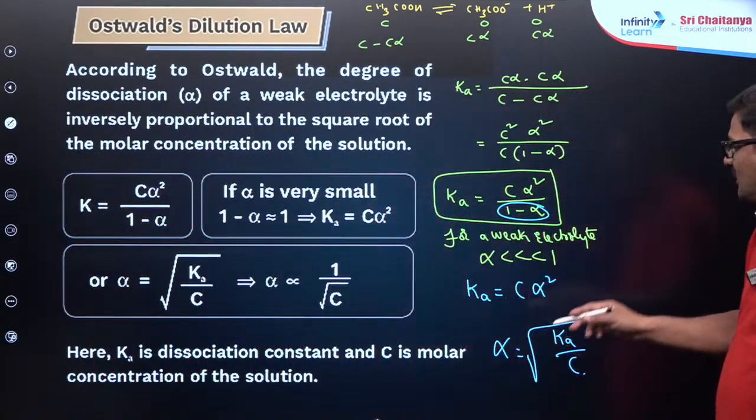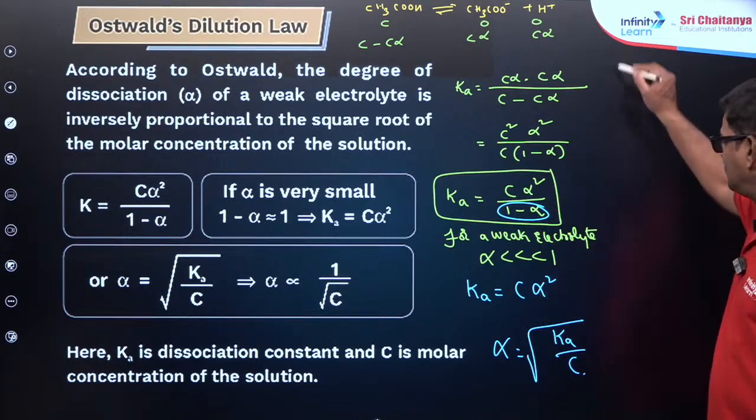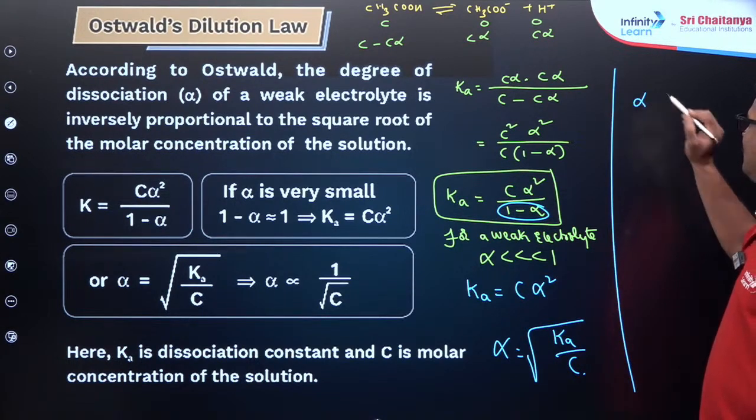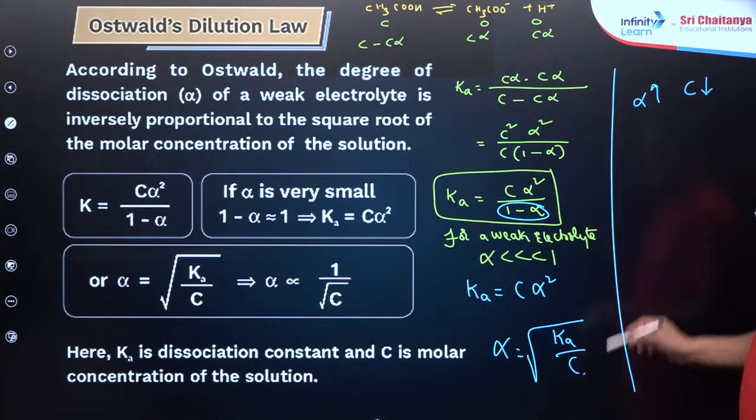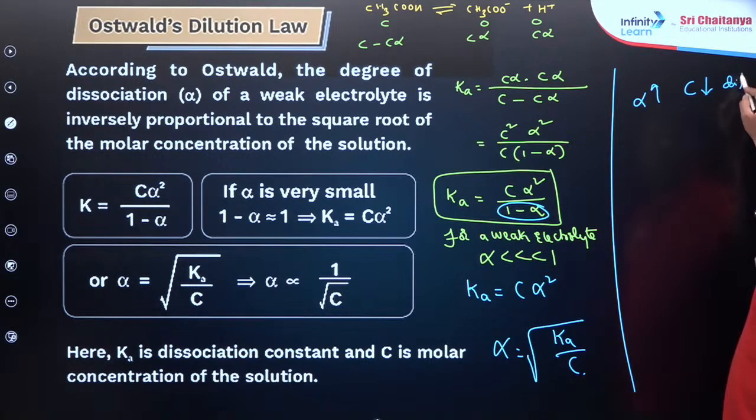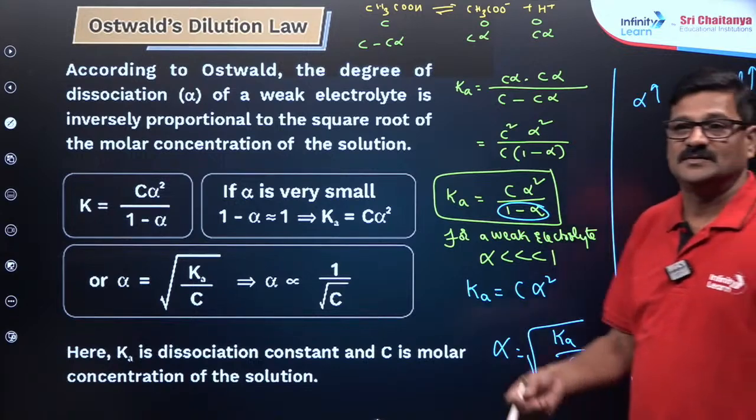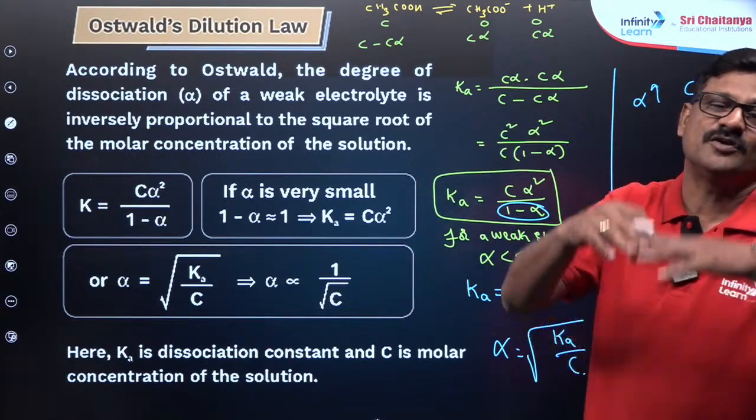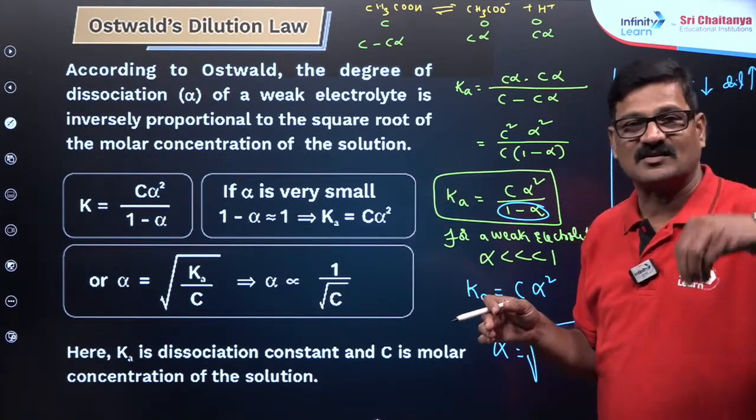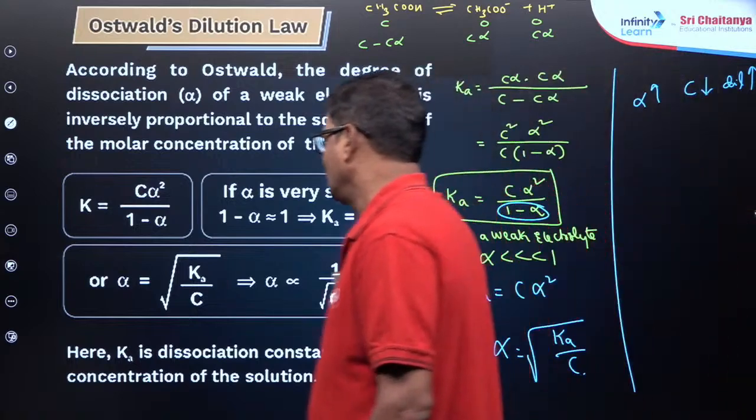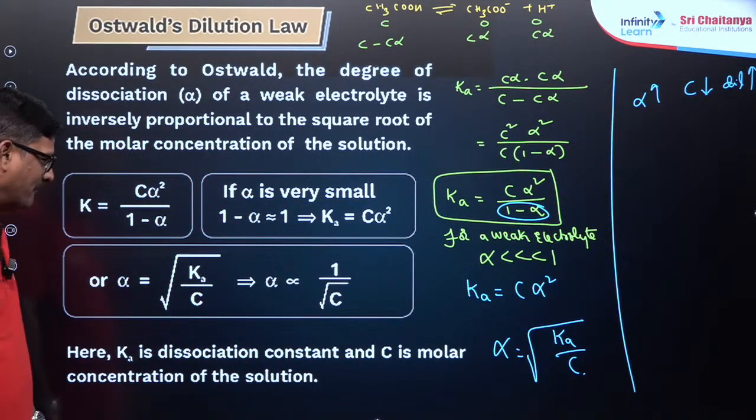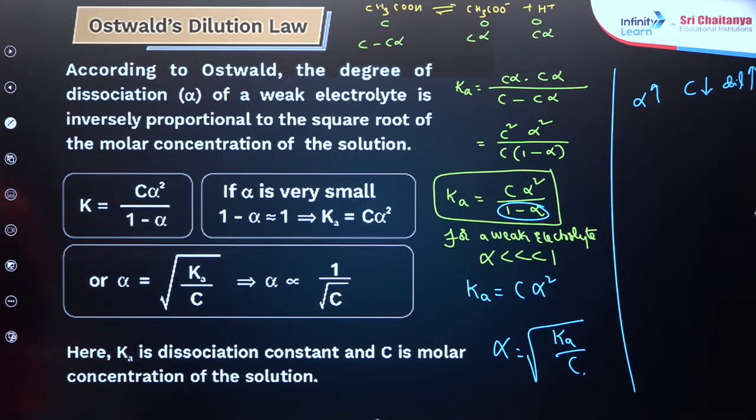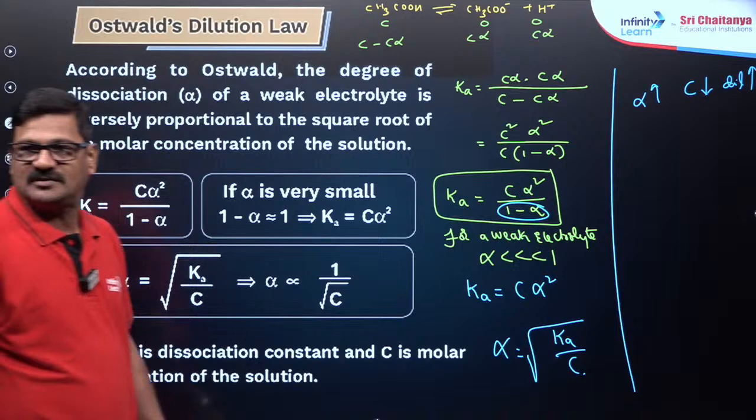When the concentration decreases, alpha increases. And dilution increases, when you add water, it is going to be diluted, so the concentration decreases. So this is according to, this is called Ostwald dilution law. Are you getting it or not? Any doubt, my dear children?